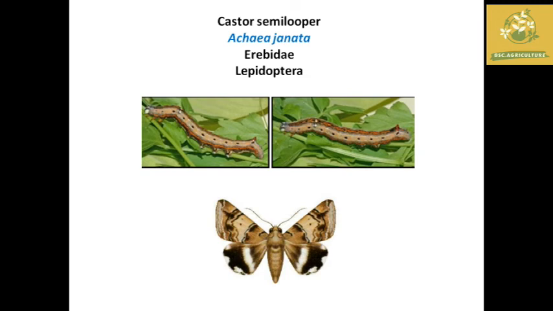And the next one is castor semilooper, where the scientific name is Achaea janata, family Erebidae, order Lepidoptera. It is one of the semiloopers where the larva has a brownish appearance with black spots on the head and body with an anal horn, and they also form the same kind of adult as we have already seen in castor.